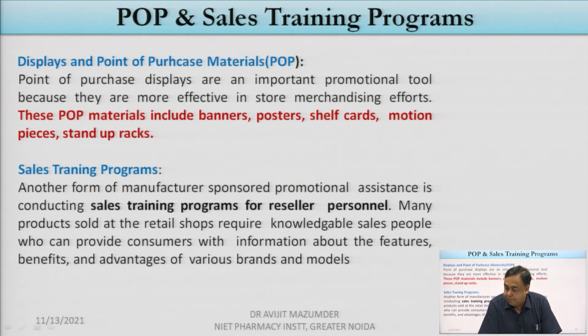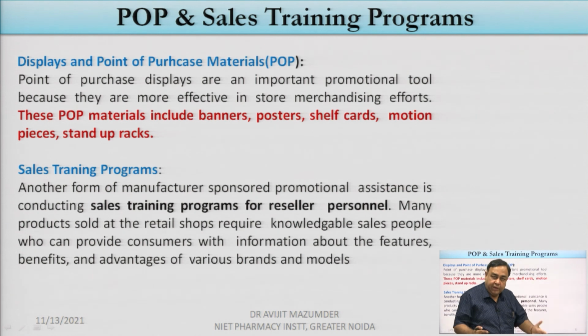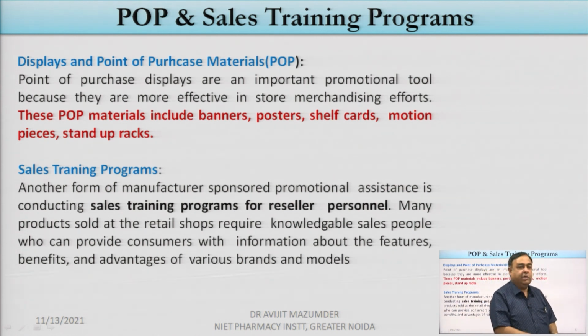Display or point of purchase materials are an important promotional tool because they are more effective in in-store merchandising efforts. This includes banners, posters, shelf cards, motion pieces and stand-up racks, just to create awareness. You will find that whenever you are entering a shop, in one corner there is a display board.